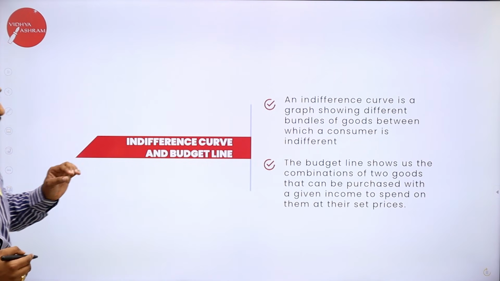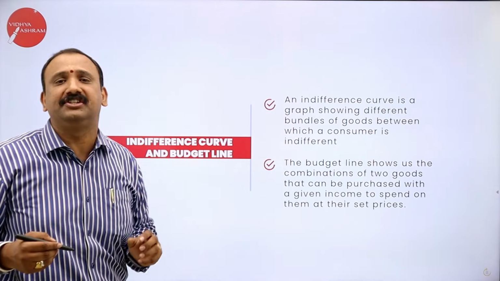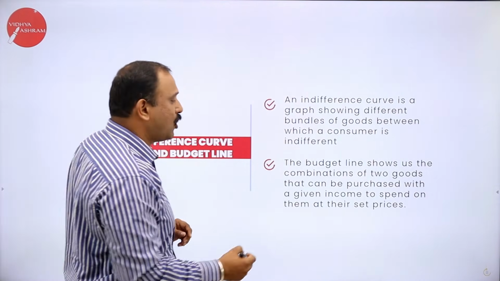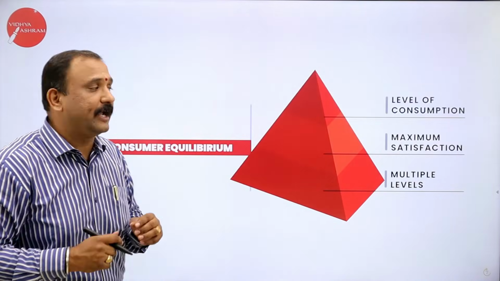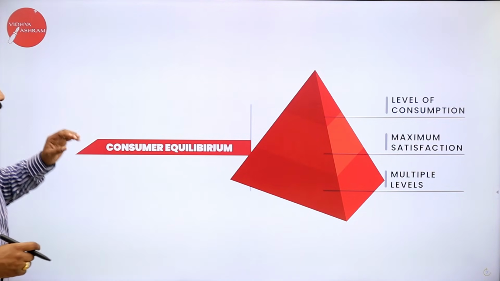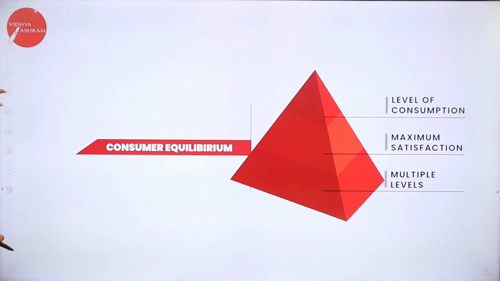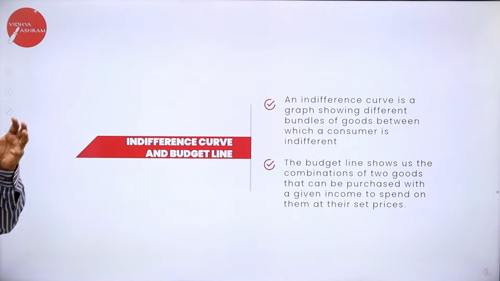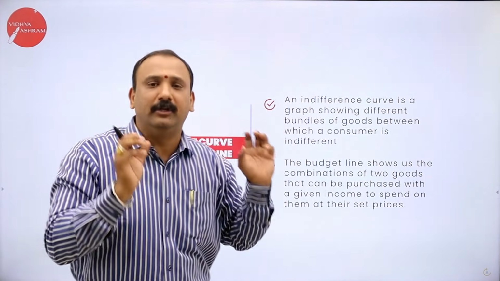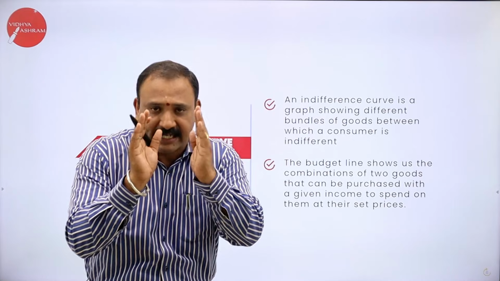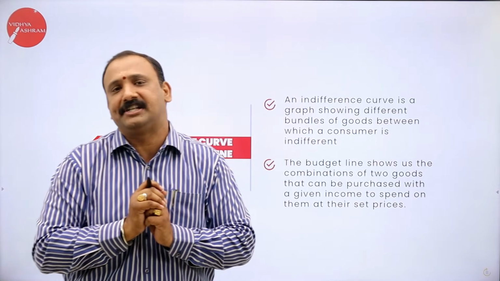Now, a budget line is something where we try to understand the combination of 2 goods. Why is this very, very important? The budget line is where we see the factors of how the consumer gets satisfied. His income is limited. The budget is also limited there. The budget line tells you this is the amount that you can spend today.